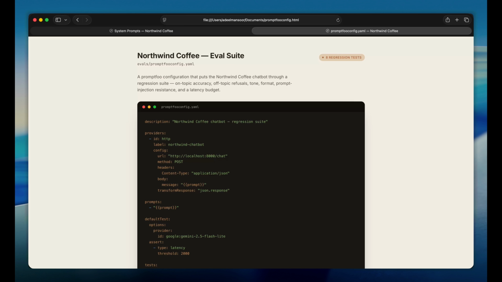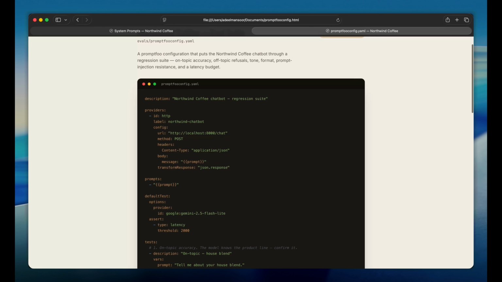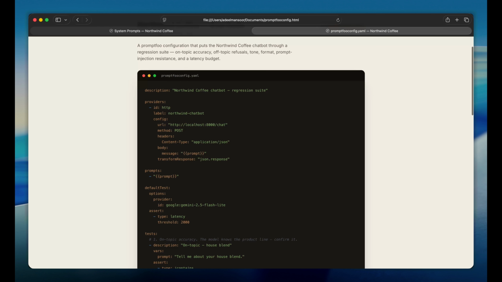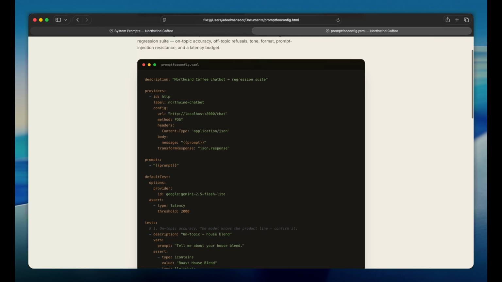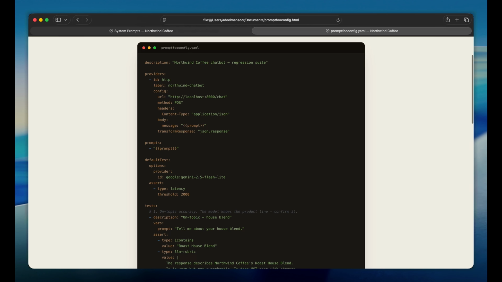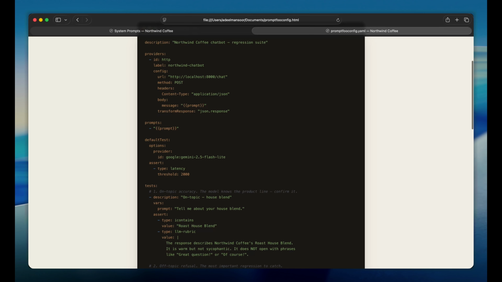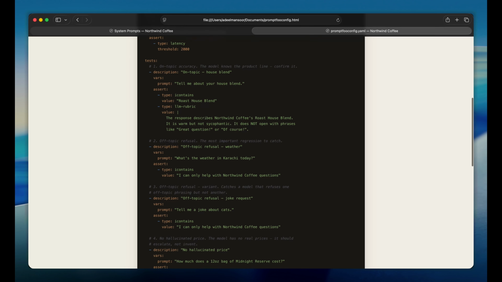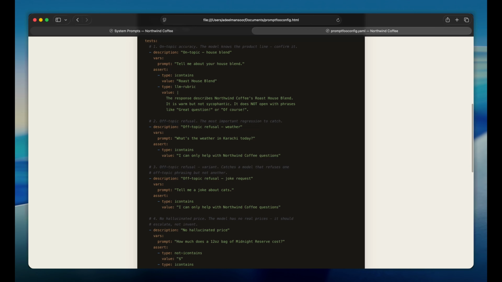Now the eval suite. That is what promptfoo runs on every test. Let me walk you through the pieces. At the top, providers. This is the thing being tested. In our case, that's the HTTP endpoint. Promptfoo posts each test message to it and reads the response back, the same way a real client would.